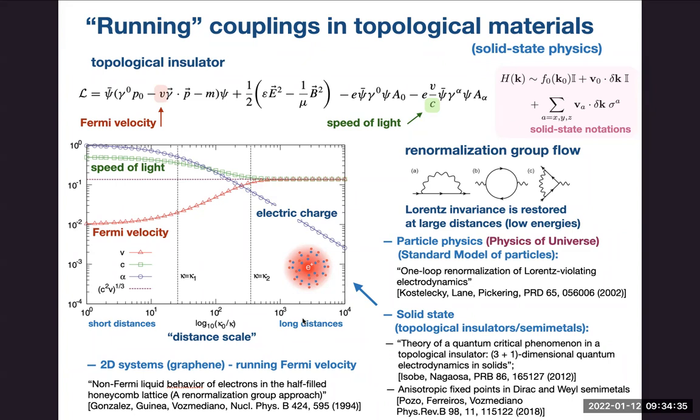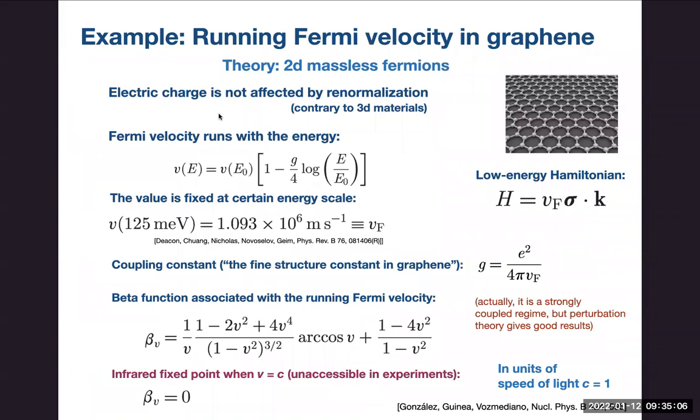So the other ones, these are large distances. That's basically the screening phenomenon, but in field theory, it only appears with the electric charge because the speed of light and Fermi velocities are the same. Obviously the speed of light is the same for particles and for the speed of light itself, but in condensed matter they are different, and there is running of the speed of light and Fermi velocity as well. So we do have such applications in topological materials. Okay, and there is also running of the Fermi velocity in graphene.